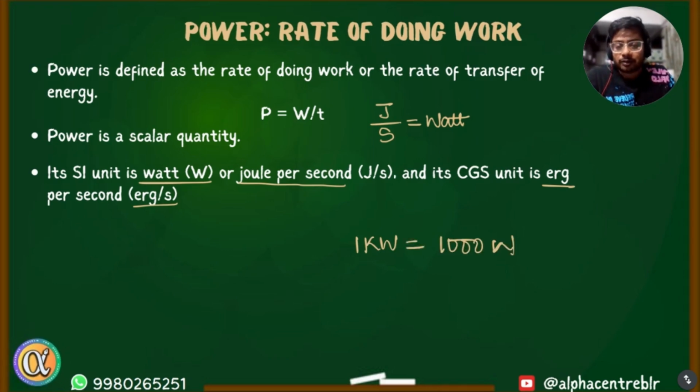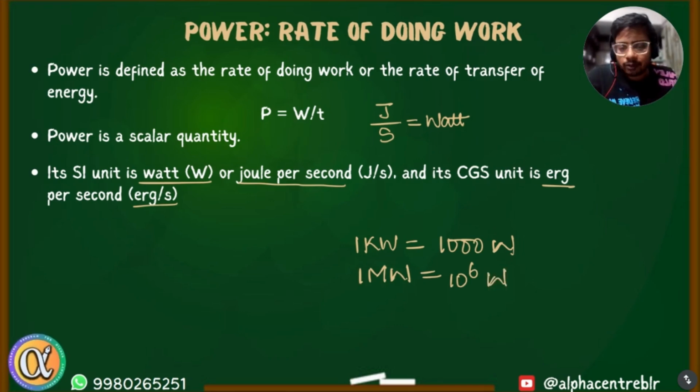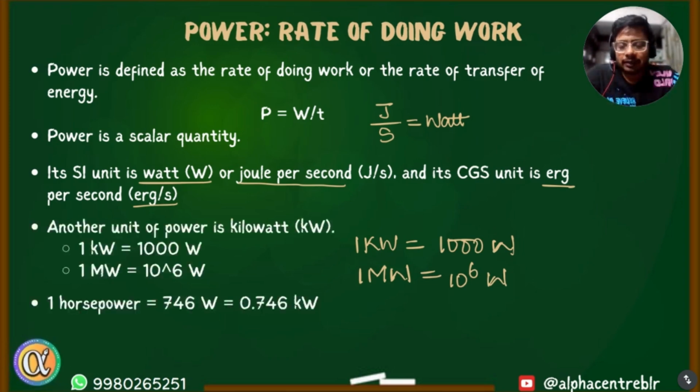A bigger unit of power is megawatt. So 1 megawatt is nothing but 10 to the power 6 watt. Kilowatt is 10 to the power 3 watt and megawatt is 10 to the power 6 watt. 1 horsepower is 746 watt, 0.746 kilowatt. So please remember that, that's really important. Now we just need to do a lot of numericals. Can we get started?